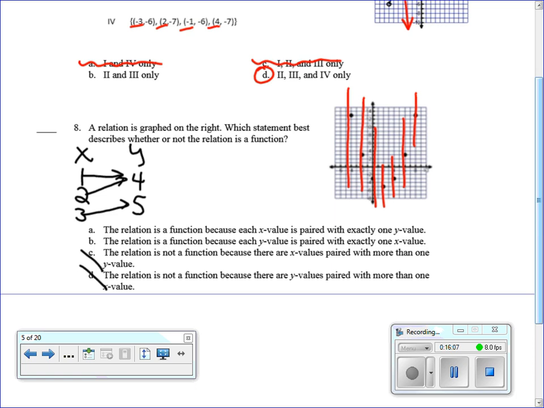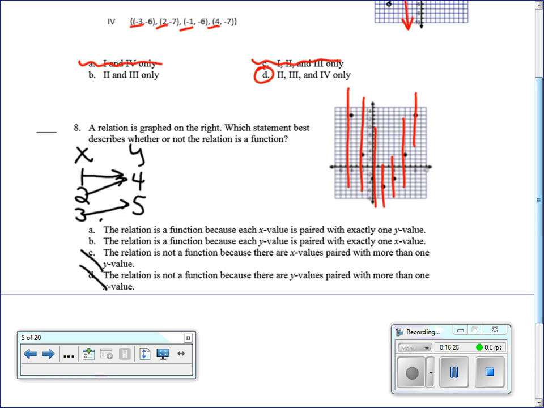So 1 is only going to 1, 2 is only going to 1, and 3 is only going to 1. So this would be what this one is saying right here. This would be the definition of A, where each x is paired with exactly one y. The same is not true for B.